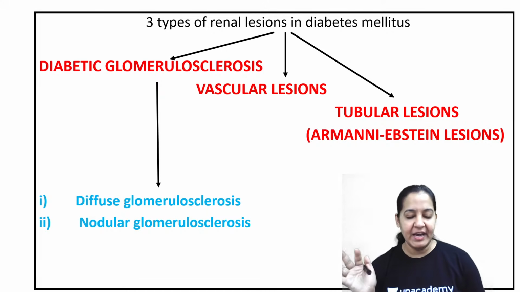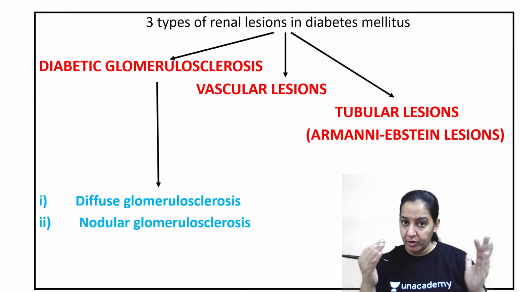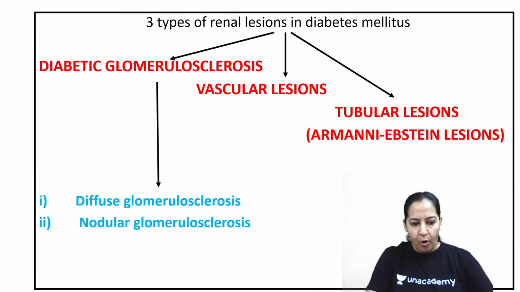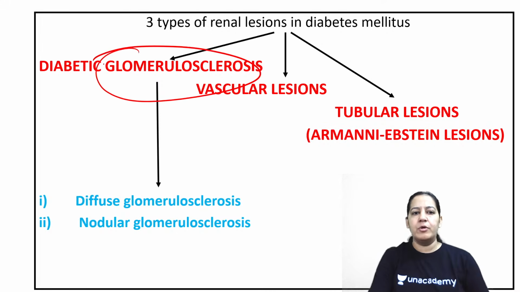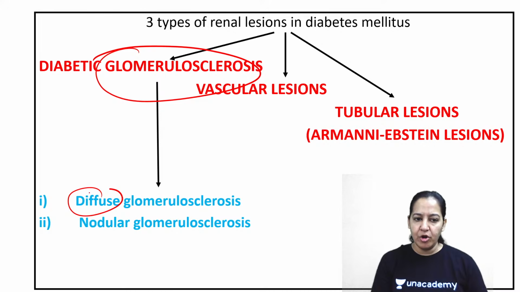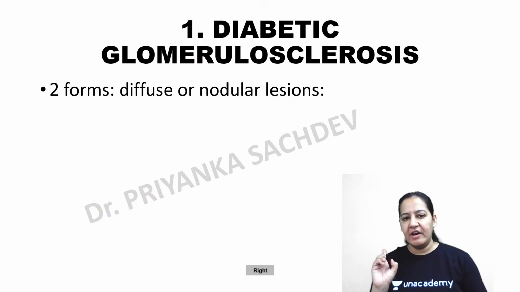The same topic. Anyways, I was teaching you diabetes mellitus, then the renal complications of diabetes mellitus, which is known as diabetic nephropathy. We have already seen how the glomerulus gets affected in diabetes. We have already seen there are 2 things, diffuse glomerulosclerosis and nodular glomerulosclerosis. Mind one thing, both of them are glomerulosclerosis, not glomerulonephritis. We have already seen that.